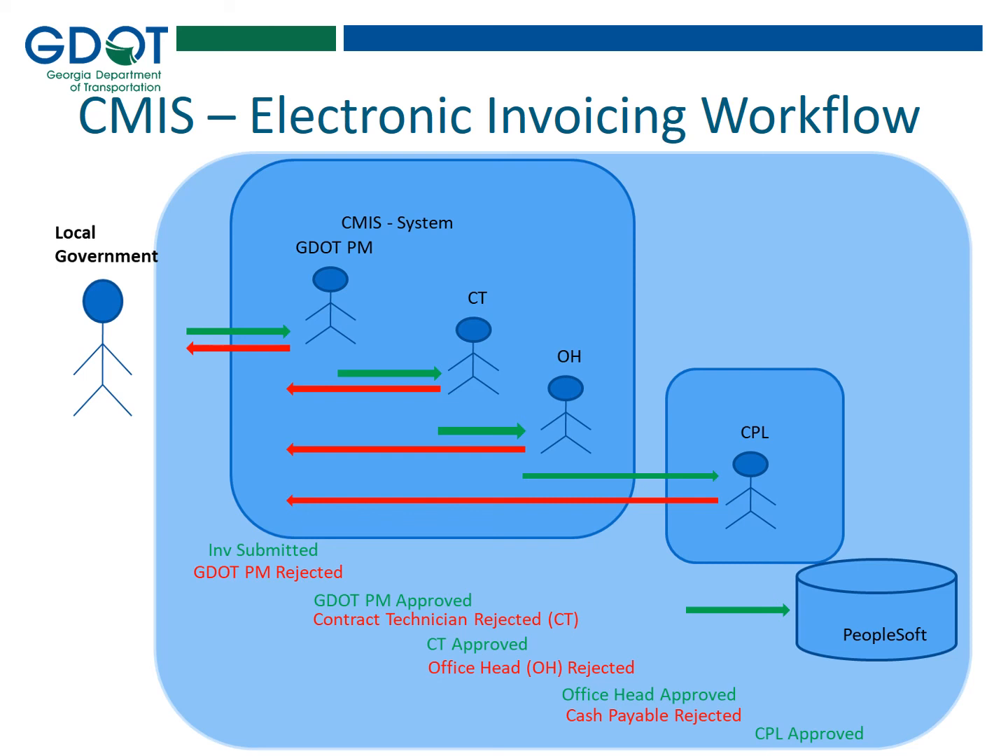If the contract technician, the office head, or contracts payable rejects an invoice, it will go immediately to the GDOT PM, and the GDOT PM will reject it to go to the local government. The local government will be able to review and resubmit the same invoice for processing. If an invoice has no discrepancies, the payout time should be between 15 to 20 days.